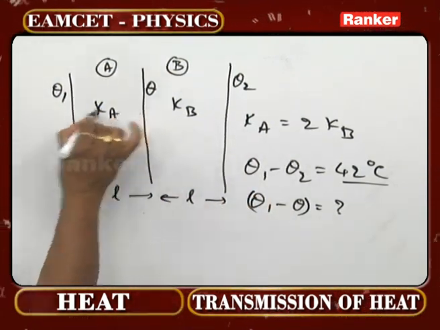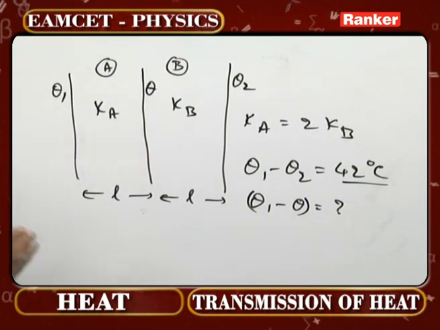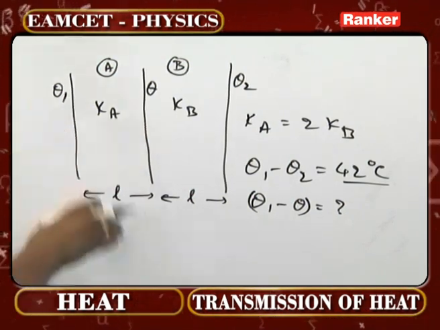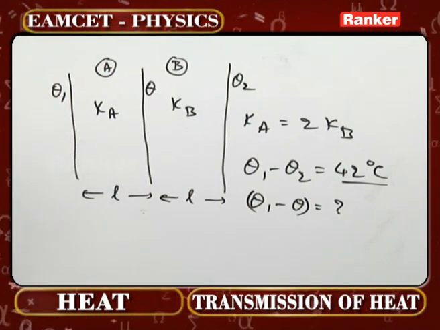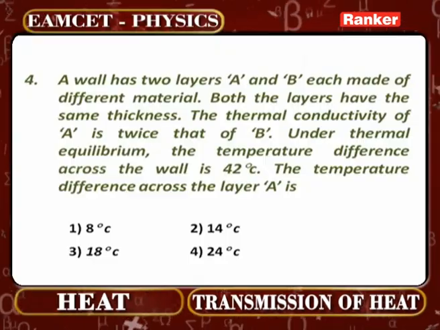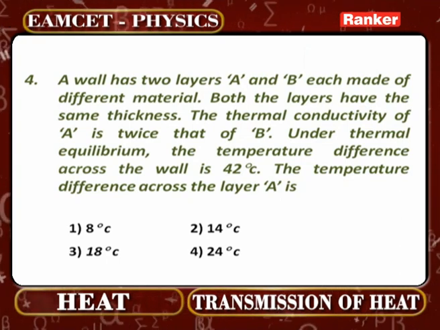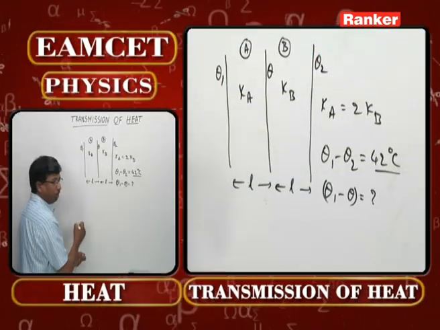That is, what is the temperature difference across the first layer of that particular wall? That is the question that has been asked. And very clearly it is mentioning under thermal equilibrium. What do you mean by thermal equilibrium? Once again, Q by T should be constant.